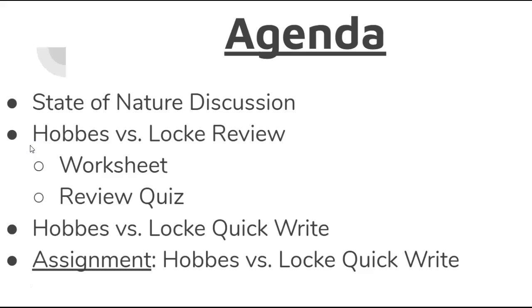Our agenda for today is first, I'm going to pose a question for you that I want you to think about for later. After that, we are going to do some final review, Hobbes versus Locke, state of nature versus social contract. We're going to review this worksheet together that you did yesterday that is graded, and there's going to be a review quiz, not graded, just for review, just for practice. I would like you to do that before your assignment. Your assignment is to do a quick write, Hobbes versus Locke. I'll explain that in just a second.